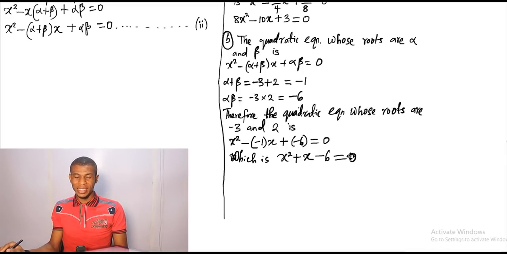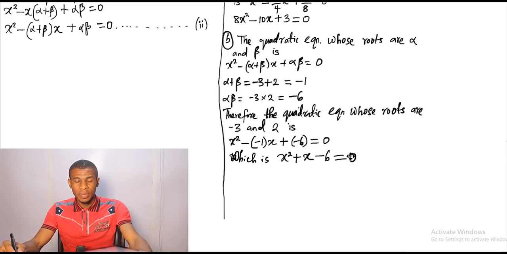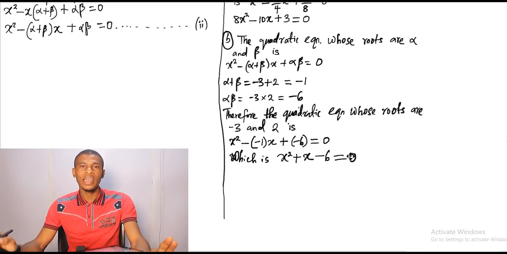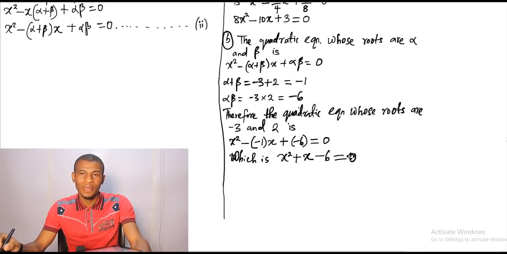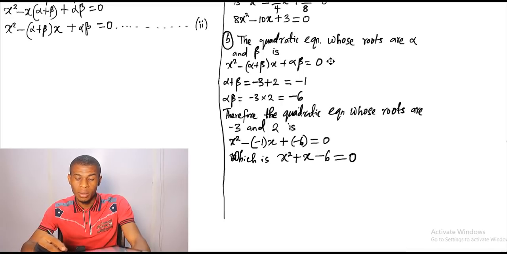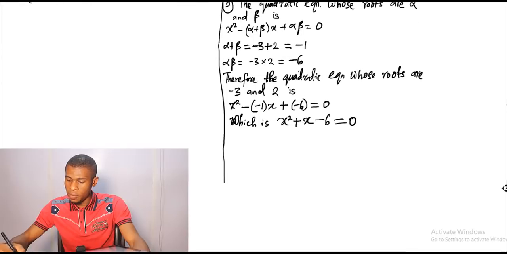Simple, right? You don't need to undergo any stress. To obtain any quadratic equation with given roots, find the sum of the roots, find the product of the roots, and substitute into the general form of the quadratic equation obtained by alpha and beta. Your answer is there for you.